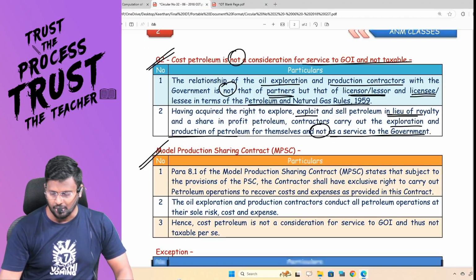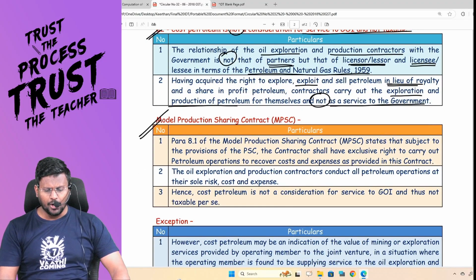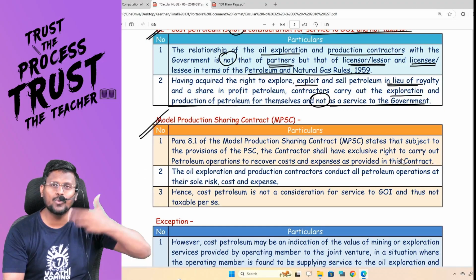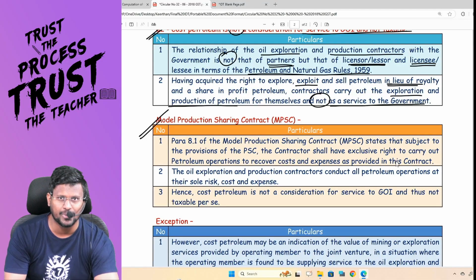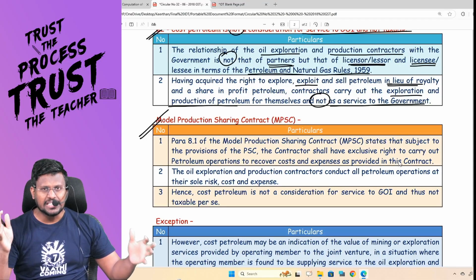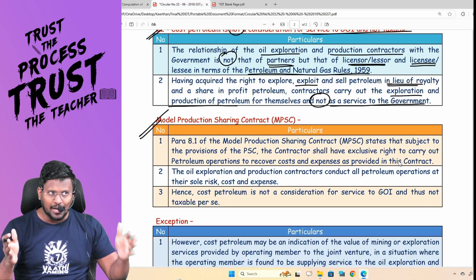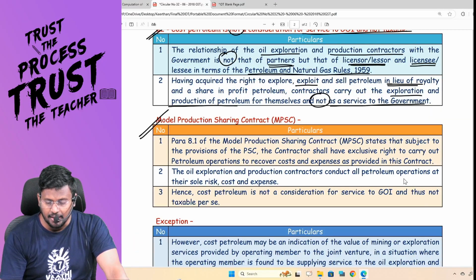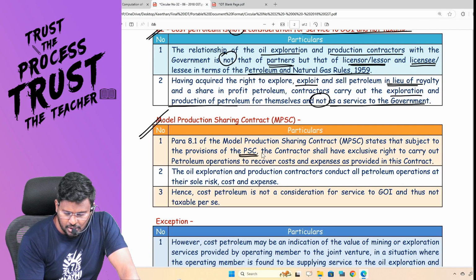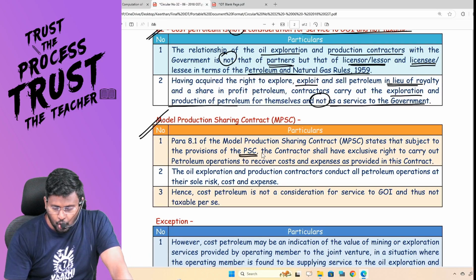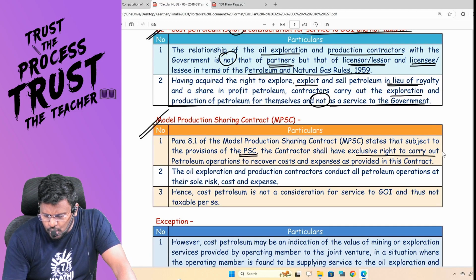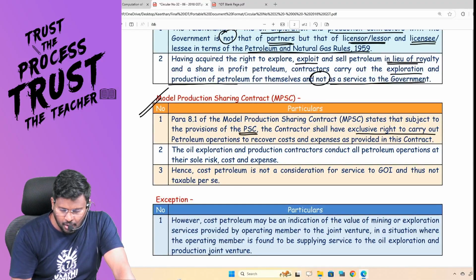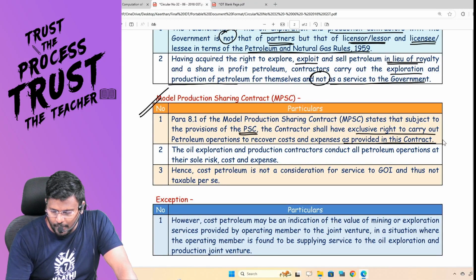Model production sharing contract. Para 8.1 of the model production sharing contract states that, just as we have the DTA model tax convention, if we are writing a contract between the central government and the OEPC, there are certain model conventions. It states that subject to the provisions of the PSC, the contractor shall have the exclusive right to carry out petroleum operations to recover costs and expenses as provided in this contract.